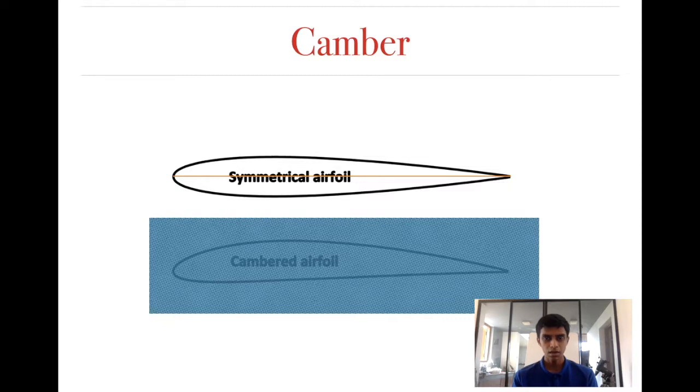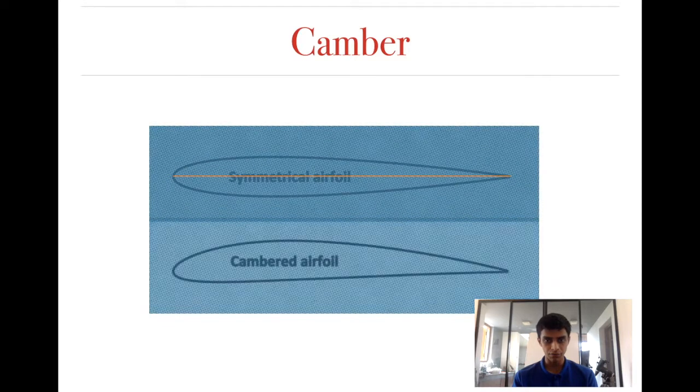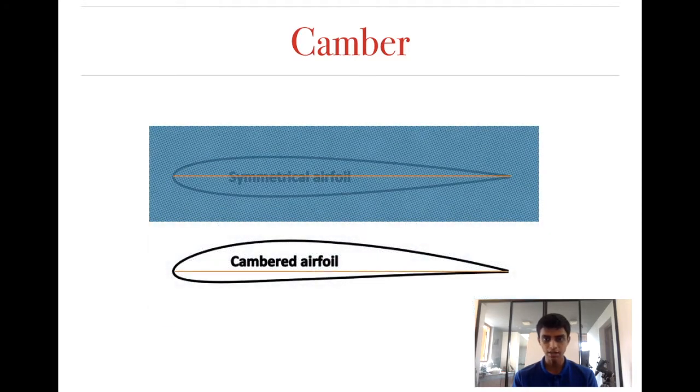But if you take a look at the second aerofoil and you draw the chord line, you can see that there's more area above the chord line than below, right? So this is called a cambered aerofoil. It's not a symmetrical aerofoil.